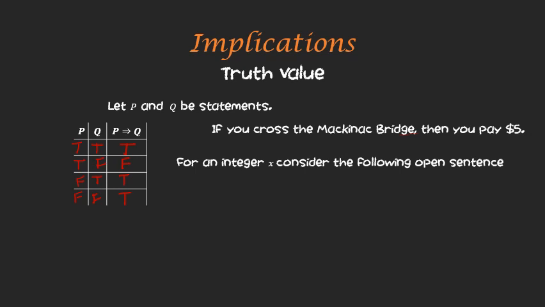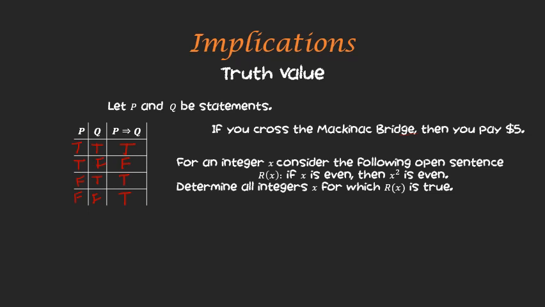All right, so let's look at a more mathy example. For an integer x, consider the following open sentence. So our domain is integers. If x is even, then x squared is even. So when should we consider this to be true? Let's determine all those integers x for which this implication is true. So let's just try a few.